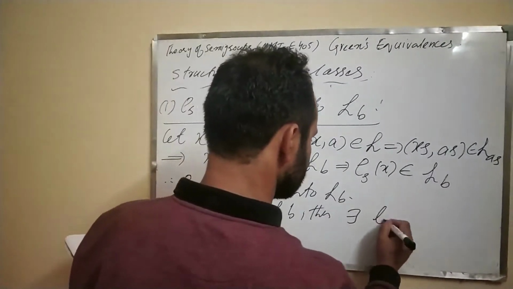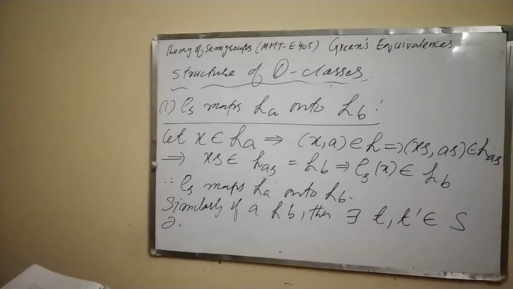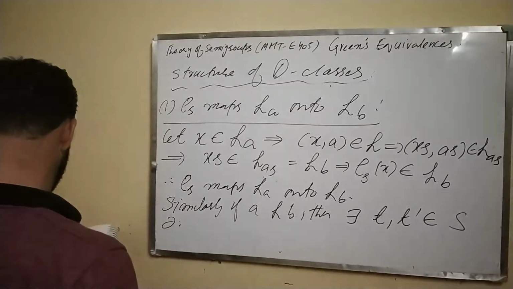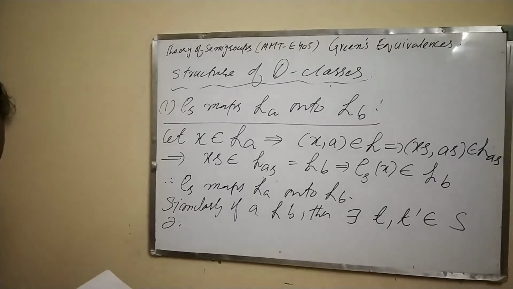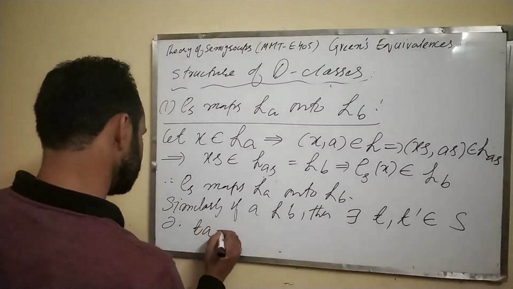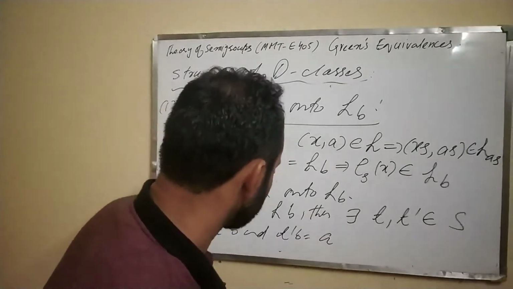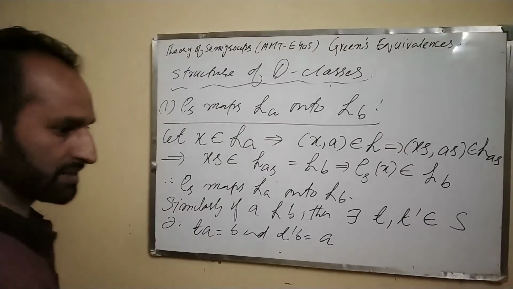say T and T dash in S such that this T of A should map LB, LA onto LB and LB onto LA actually. Here, TA is equal to B and T dash B is equal to A. And define left translation.